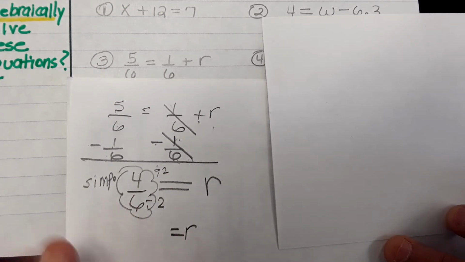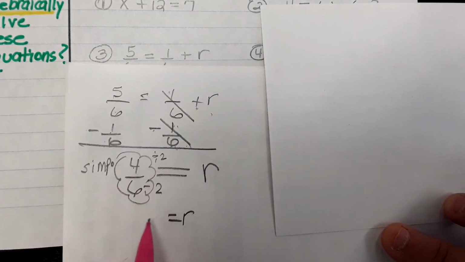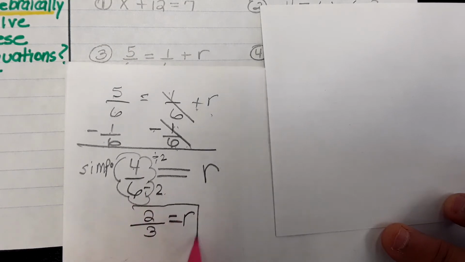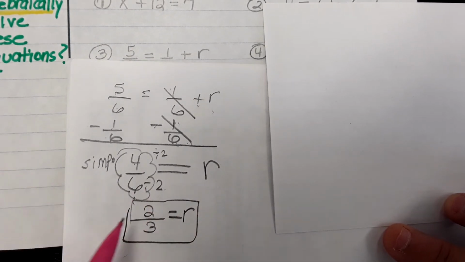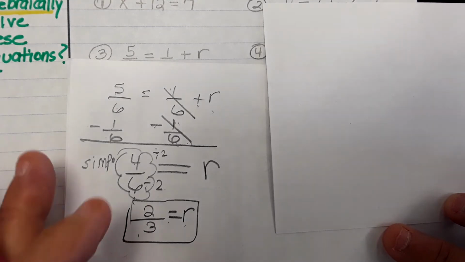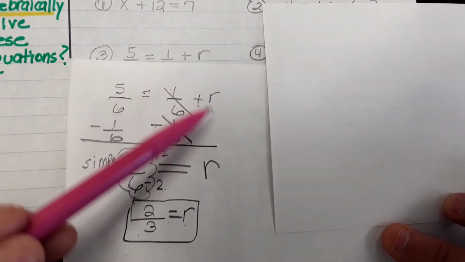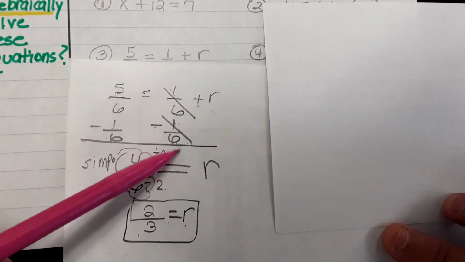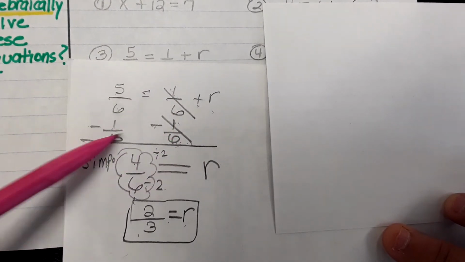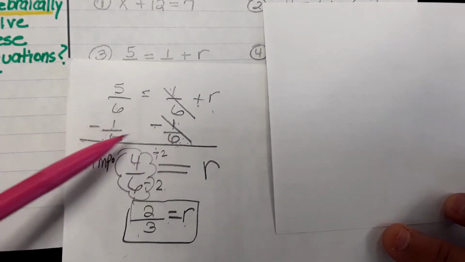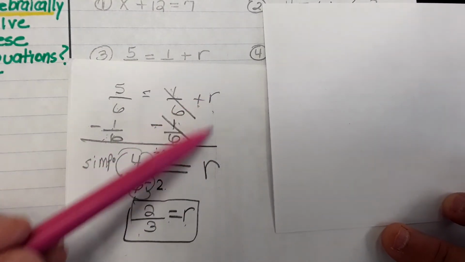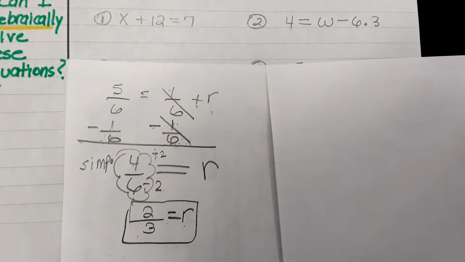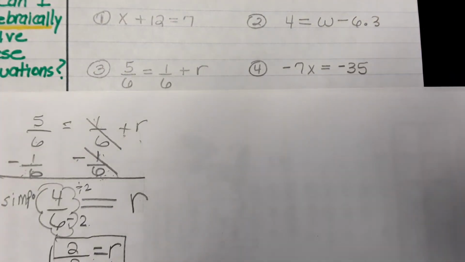So R now is equal to 4 divided by 2 is 2. 6 divided by 2 is 3. So we should get, for example, 3. R is equal to 2/3. Okay, notice the algebraic process. We show the opposite operation by undoing it. We do that to both sides of the equation, and then we can carry down our variable and have it isolated. All right, example 4.